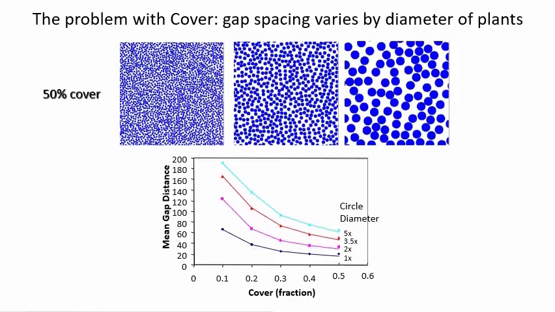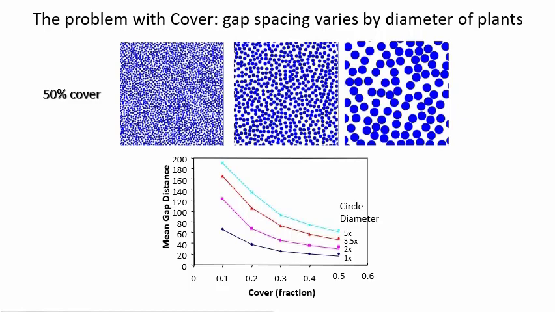Now, one of the difficulties with canopy cover as a measure of continuity is illustrated by this slide here, where for the same degree of cover, in this case 50% cover, you can see three different panels of blue dots showing different size clumps. You can think of that as a plant. The individual canopies of those plants combine to 50% cover. And at 50% cover for very small diameter plants, the spacing between these plants is very small.